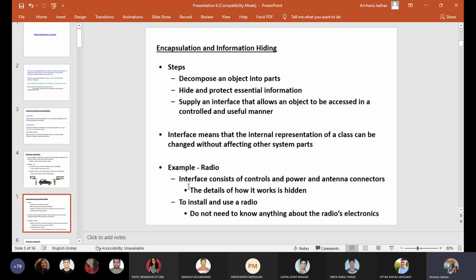The details of how it works are not known to you. You also don't need to learn about all the electronics related to radio signals and radio frequencies, how they are captured, and what kind of wavelength is used; you are least interested in that. So that is what is called information hiding.